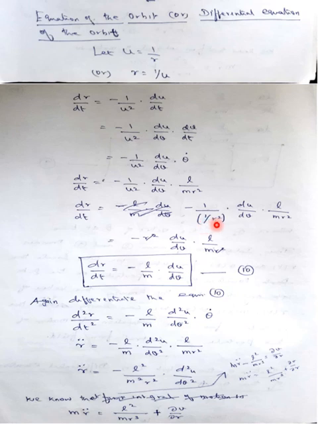But we know from the previous equations that m r double dot is equal to L square by m r cube plus dou v by dou r. How does it come? Here, m r double dot minus L square by m r cube is equal to dou v by dou r, or m r double dot is equal to L square by m r cube plus dou v by dou r. We can write this equation here.